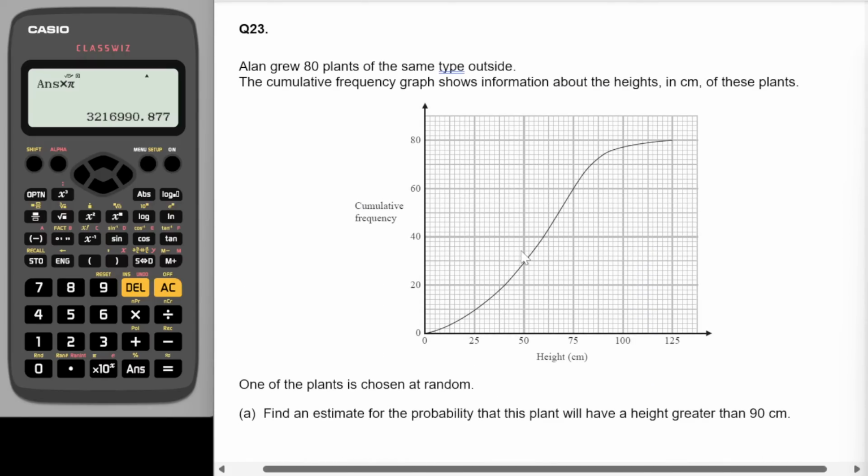Right, question 23. Alan grew 80 plants of the same type outside. The cumulative frequency graph shows information about the heights in centimetres of these plants. One of the plants is chosen at random. Find an estimate for the probability that the plant will have a height greater than 90 centimetres.